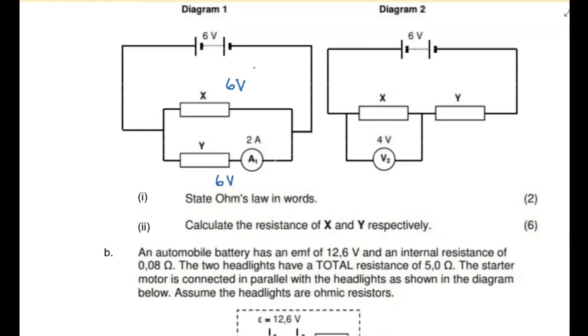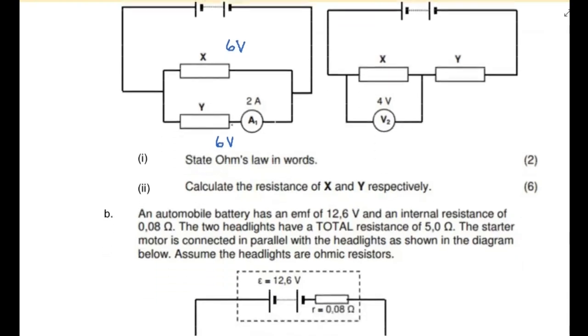Okay. Then if I look at this, they asked me to state Ohm's law. So they're obviously trying to give me a hint, saying you must be using some version of Ohm's law. So remember, that is that the current through a conductor is directly proportional to the potential difference across a conductor at constant temperature. Now they want me to calculate the resistance of X and Y.